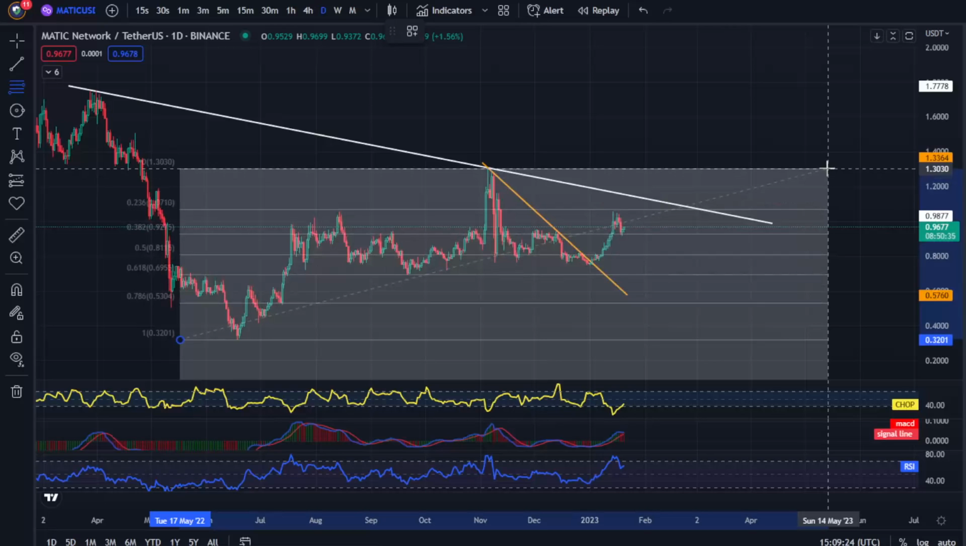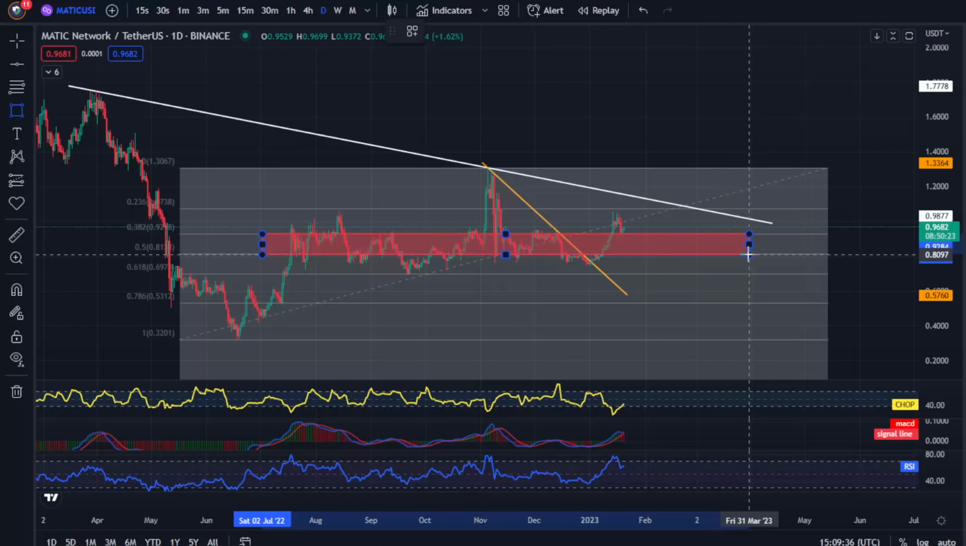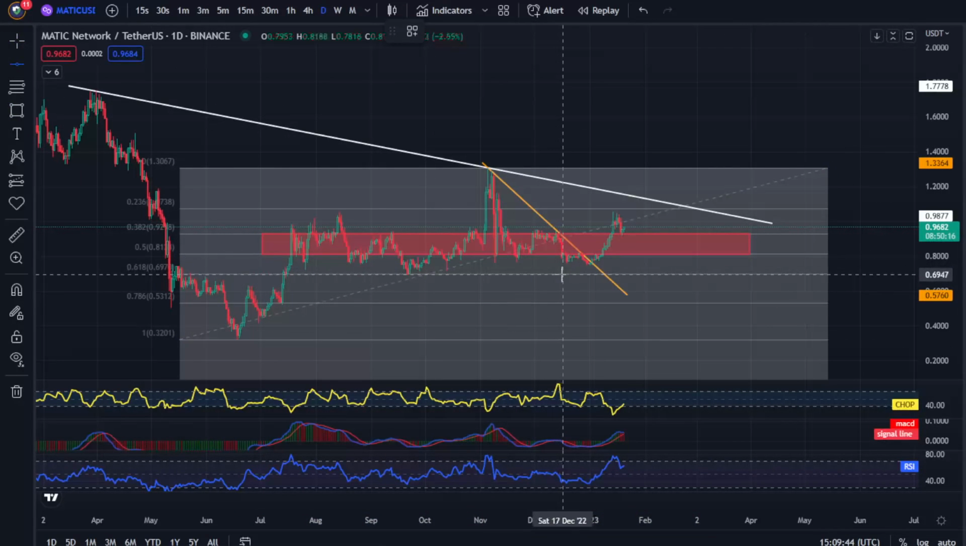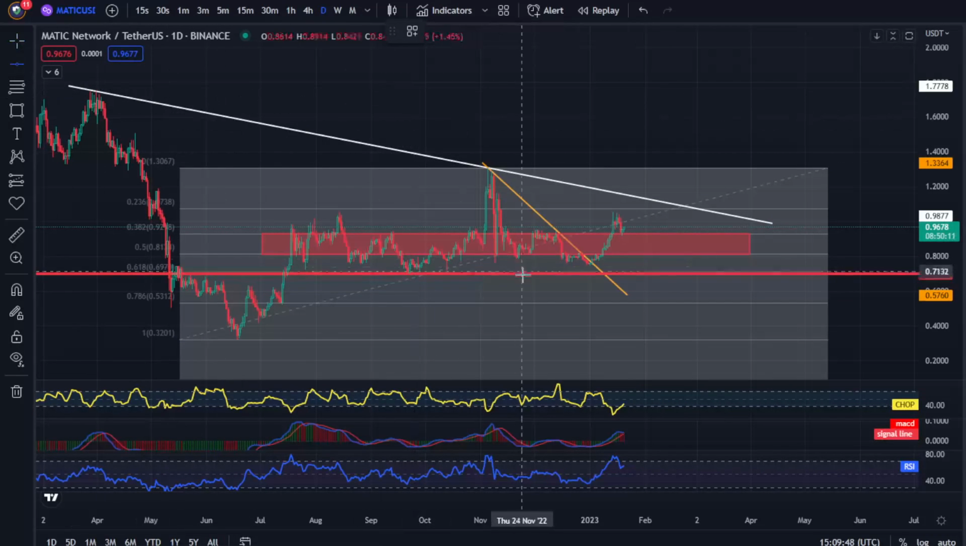Now let's move on to checking where we currently have support for the price. And here we see that we first have a support zone from 93 cents to 81 cents. If the price goes lower, then the next support is at 70 cents and then 53 cents.